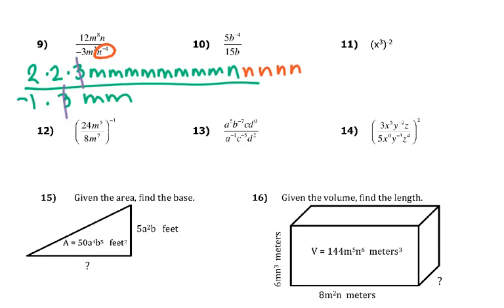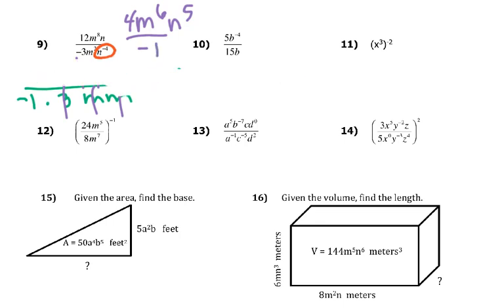Now I'm going to cancel what I can. So there's not a lot. And what do I have left? I have 2 times 2. And then m to the 1, 2, 3, 4, 5, 6. N to the 1, 2, 3, 4, 5. Over negative 1. So I could leave it like that, but really we don't write things over 1 or negative 1, so you could just write negative 4m to the 6th, n to the 5th, because 4 divided by negative 1 is negative 4.